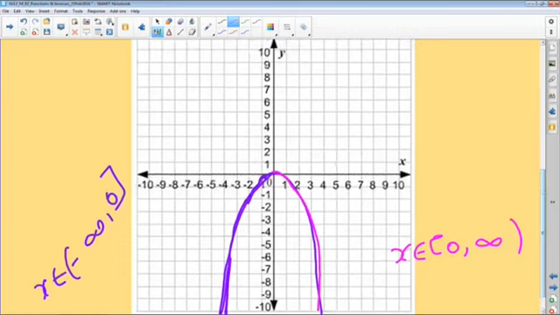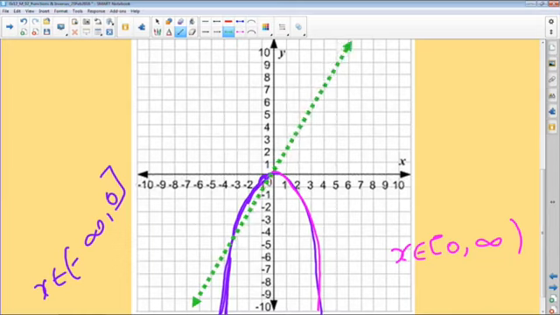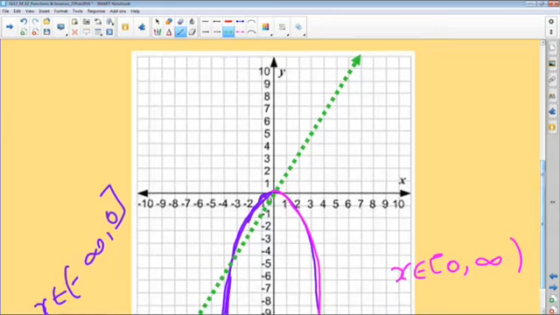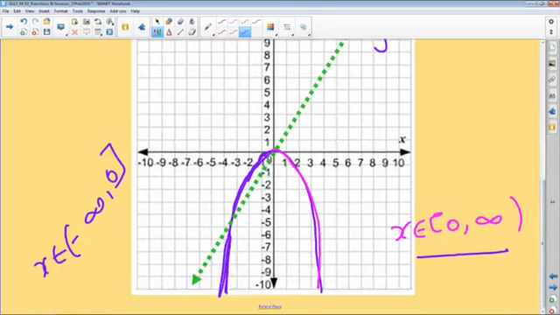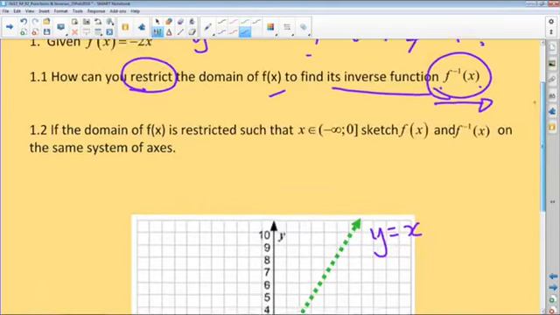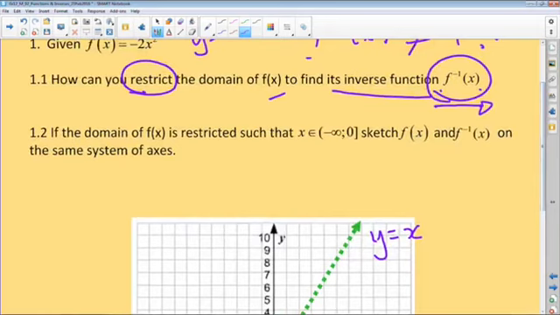So what I was talking about before, the line of symmetry, which is y is equal to x, I'm going to put that line into our graph, and remember your two graphs are symmetrical about this line y is equal to x. I've just drawn in our line of symmetry when we're dealing with inverses. So there's two things you could have done here. Your answer could have been that you restrict to the positive side, or you restrict to the negative side.